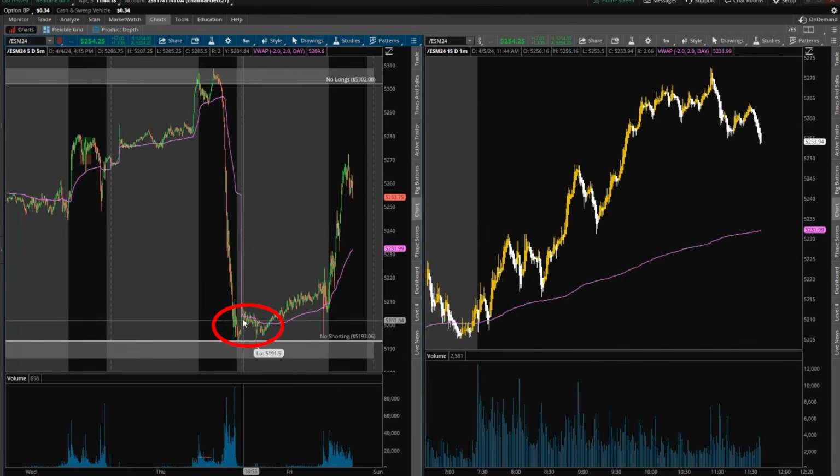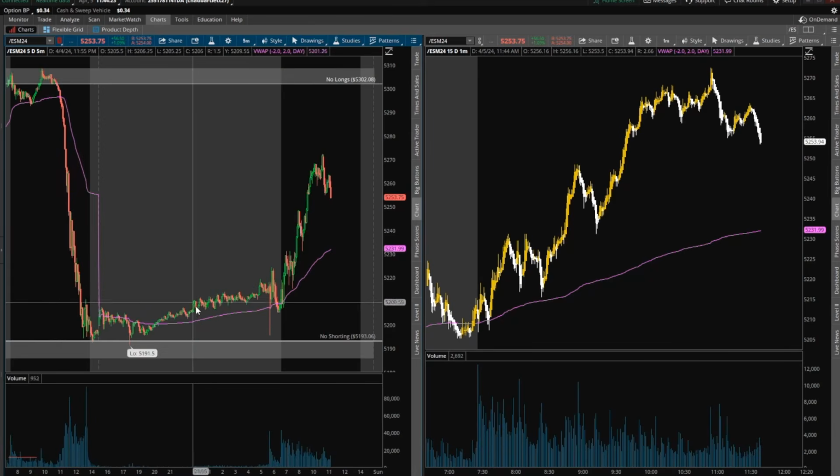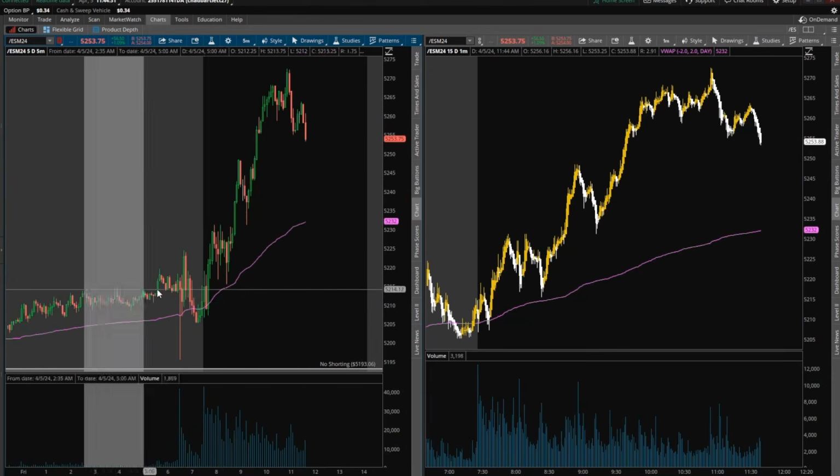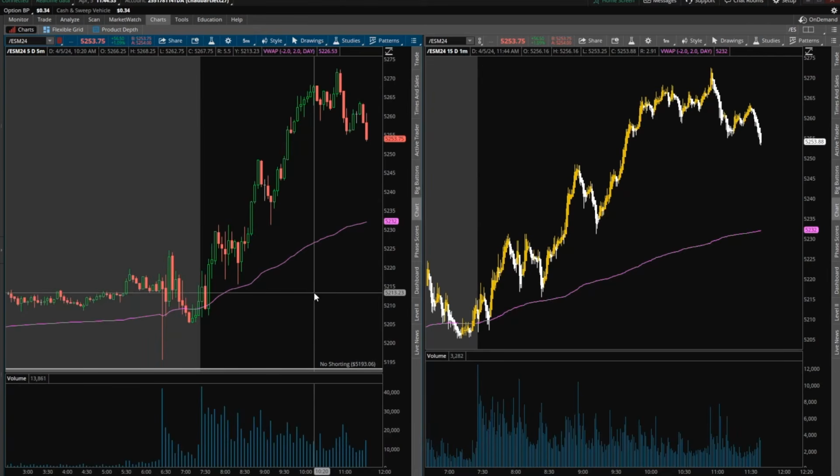We touched this demand zone yesterday after we had a huge sell-off. As you can see, we're starting to find support here. We were in a demand zone. We bounced off of it. And what happened when the market opened, if I just zoom in here on a 5-minute time frame, as you can see, we pulled back straight to VWAP and we're starting to bounce off of that VWAP area.